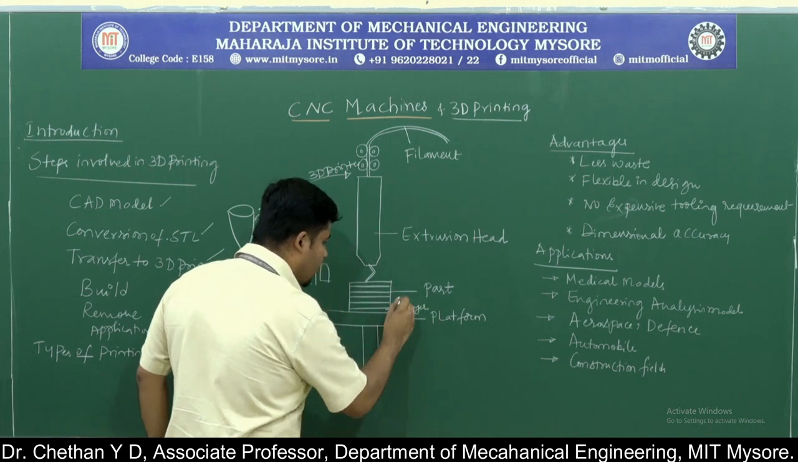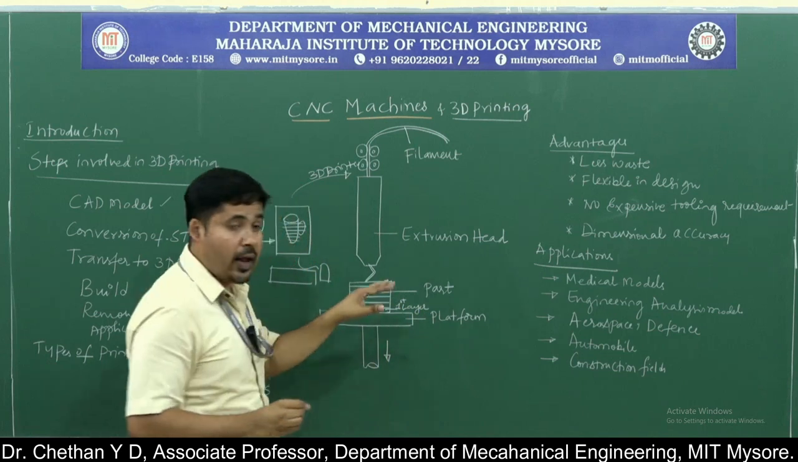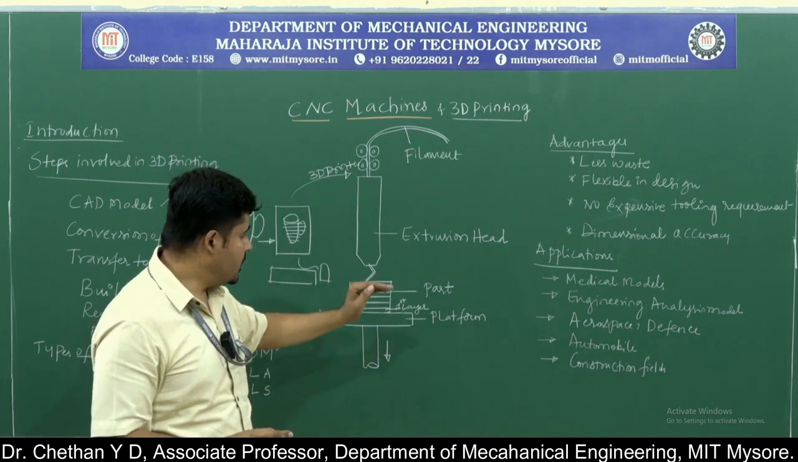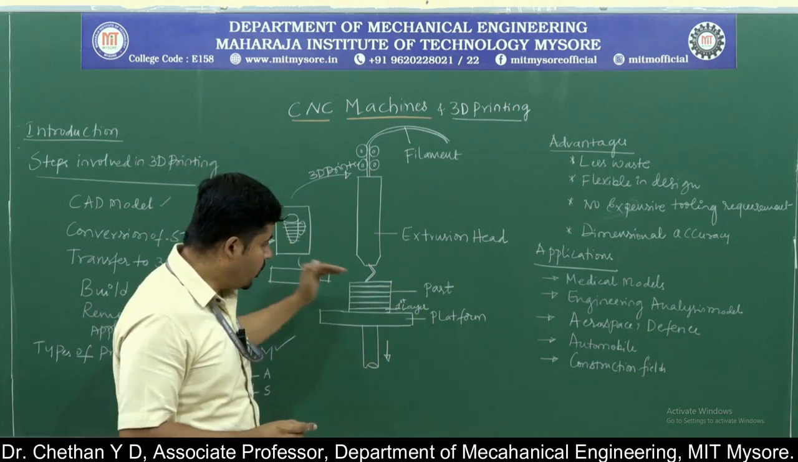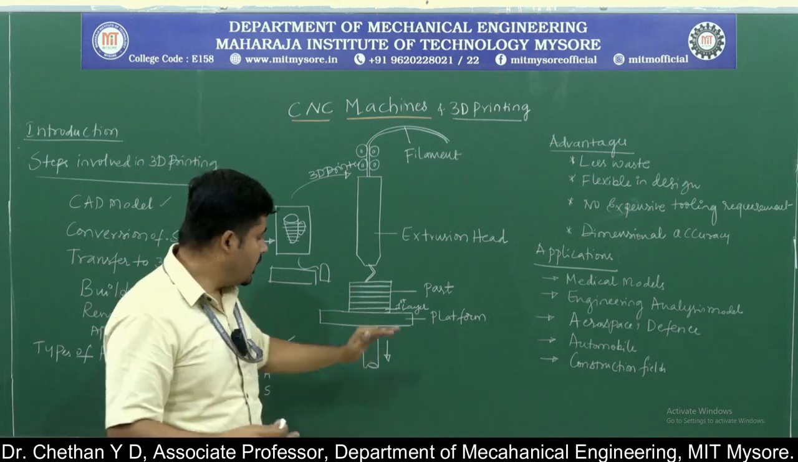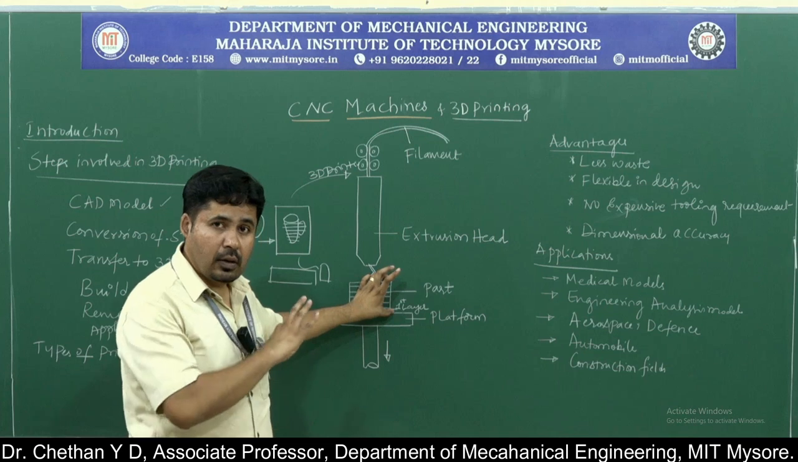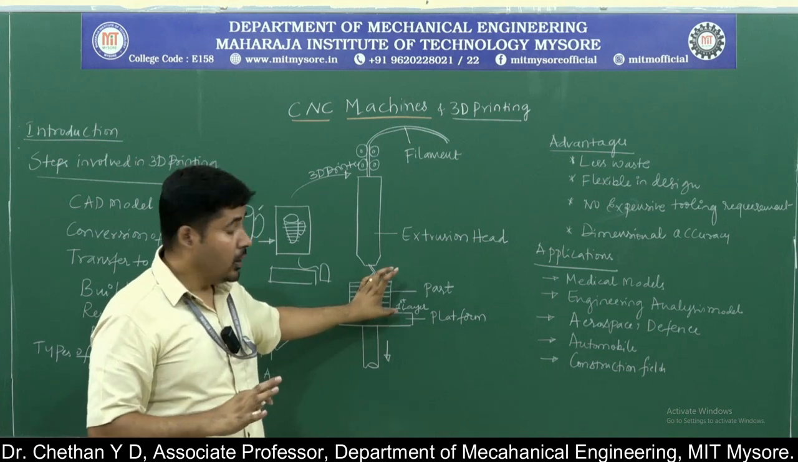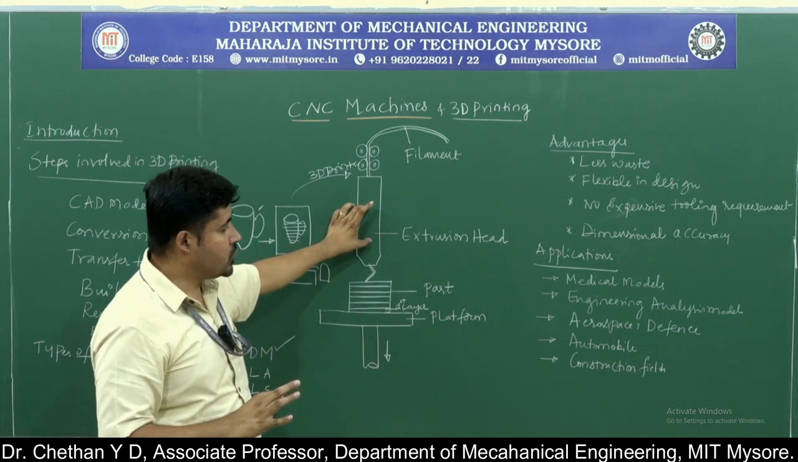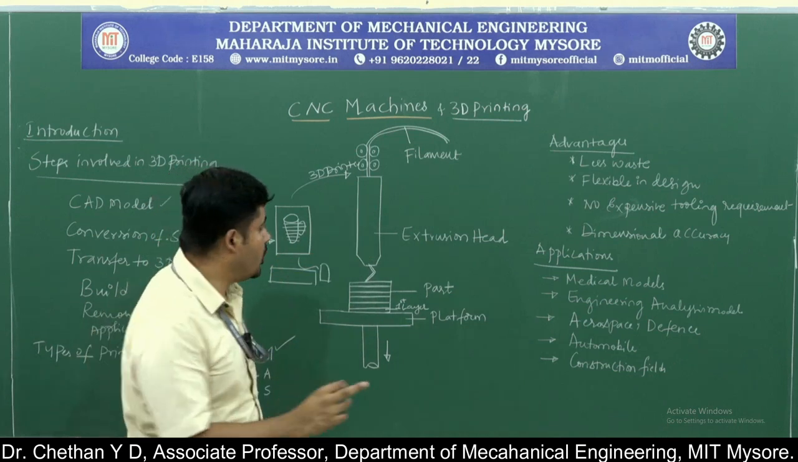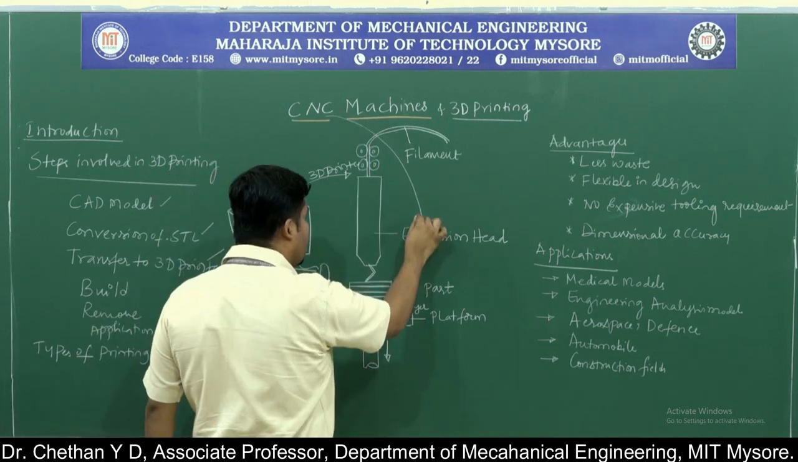Okay, first layer we can have on the platform. Okay, the next step is deposition of the second layer. Similarly, third layer, fourth layer, up to the finishing of this particular component. Okay, so how will we control this extrusion head? The extrusion head can be controlled with the help of CNC programming.